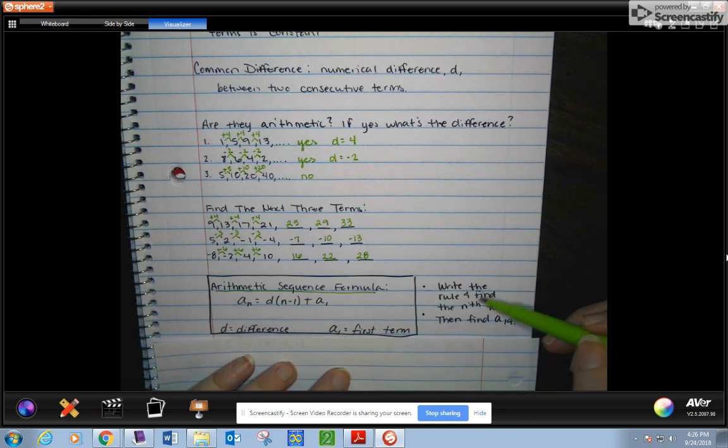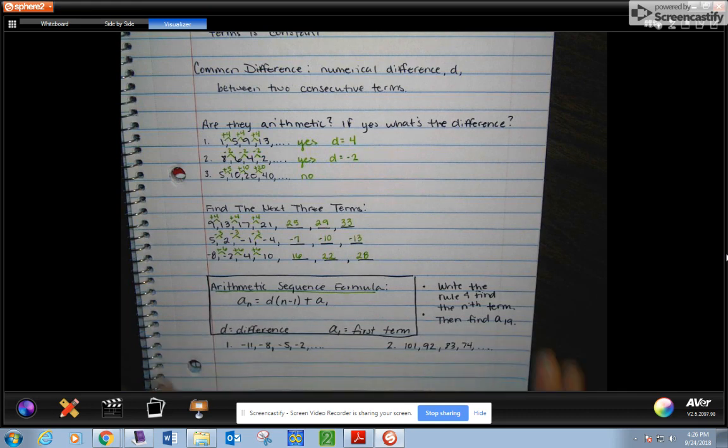We're going to write the rule and find the nth term. And when it says nth term, you're just coming up with an equation. And then after we find the equation, it says find a sub 19. So we're going to plug 19 in and find 19. So I have 2 examples for you.